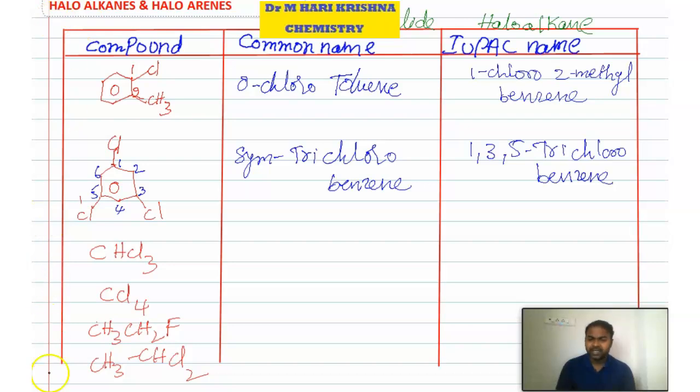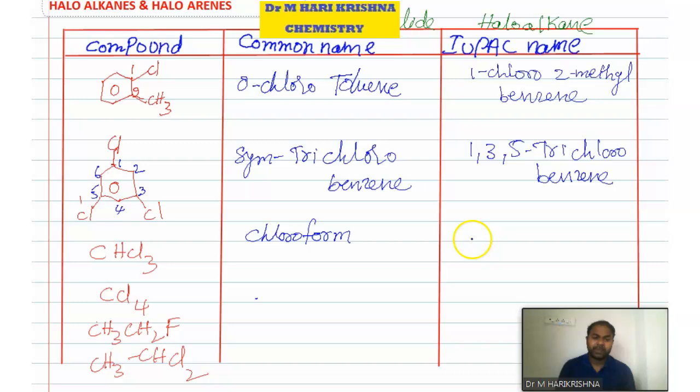Next, CHCl3. See this, CHCl3 is known as chloroform. So another name is haloform, we can give another name also, but chloroform is the commonly used name. So use chloroform for CHCl3.